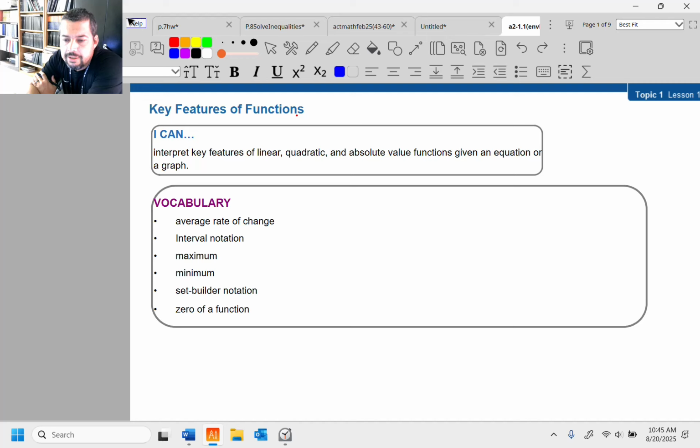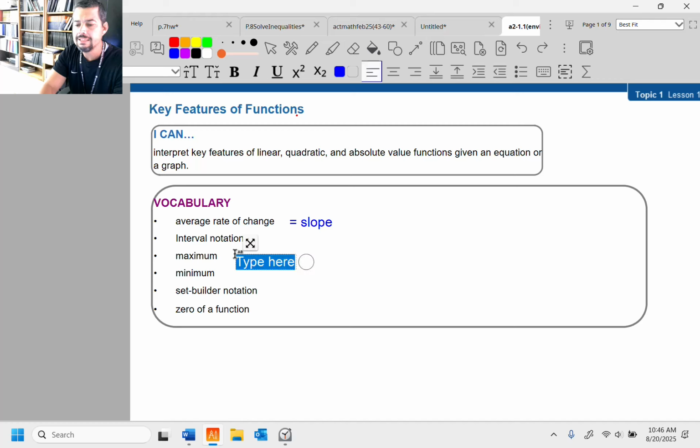So the vocabulary here: average rate of change, which is just another way of saying slope. I do use a slightly different formula, but average rate of change is just a more sophisticated way of saying slope. That's all it is, nothing more. Interval notation, which we've been doing as we've been learning our mother functions. Maximum is literally the max y value on a graph. That's all it is. And minimum is simply the minimum y value on a graph. And I say graph or a function.